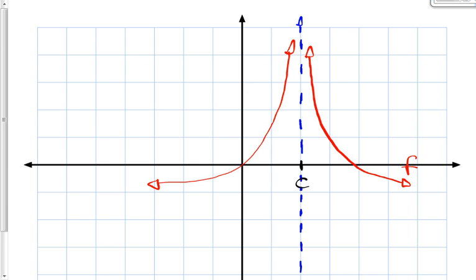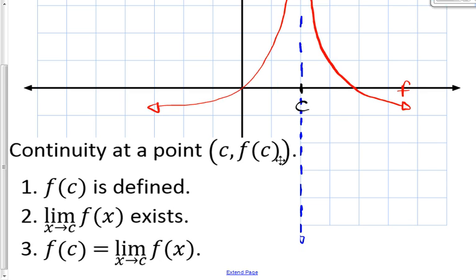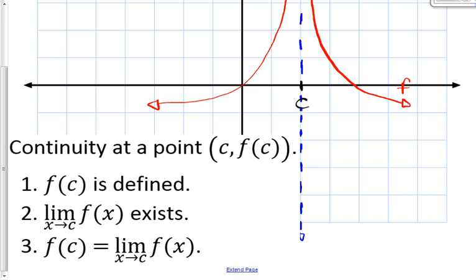Here's another non-removable discontinuity. Okay, so we have the function f, we have the value c. Notice there's a vertical asymptote at x equals c. All right. So if you're going to check through these things here, f of c is not defined. If you plug c into this function, you won't get a value back. It's actually undefined. In this case, f of c is undefined. It's a vertical asymptote.